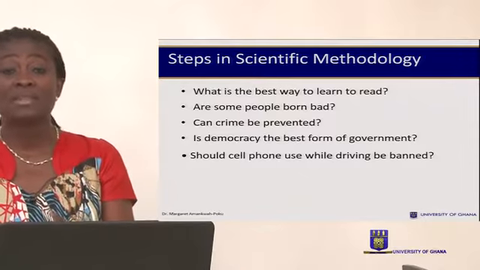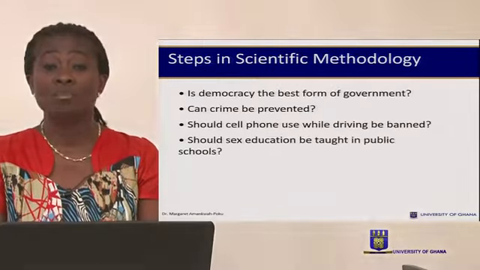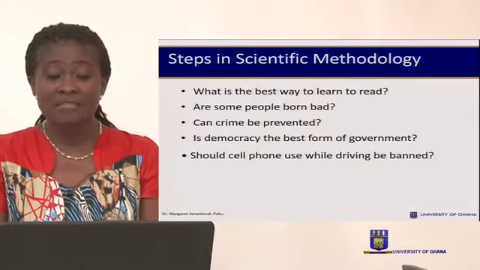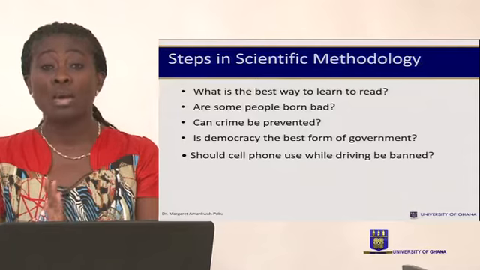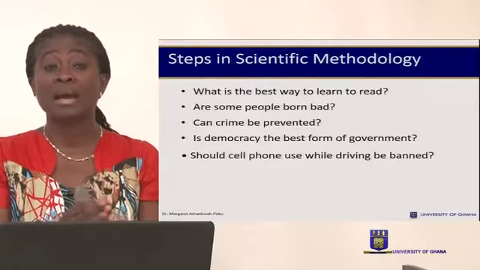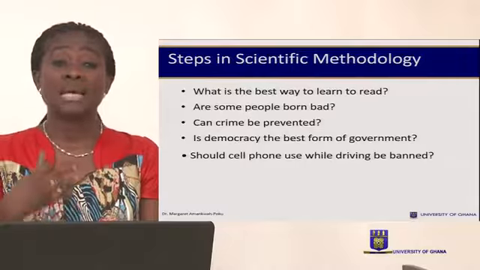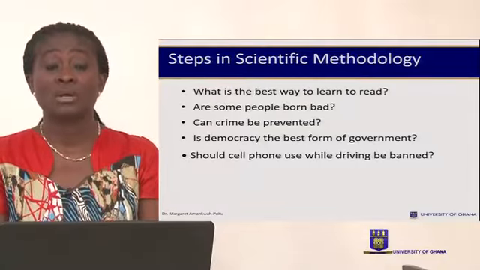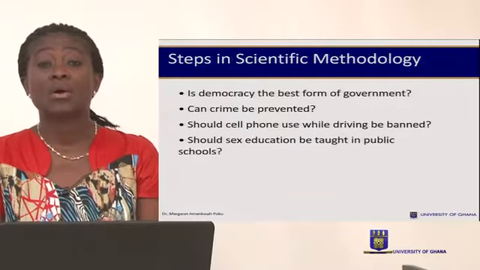So flipping this coin to looking at how to phrase these research topics to make them more researchable, we can say, for example, in terms of crime, are the poor more likely to commit crime than the rich? So you compare rich people and poor people, or people from the rural area and people from the urban area. So your research topics have to be researchable so that you can conduct your research. So this brings us to the end of this session.